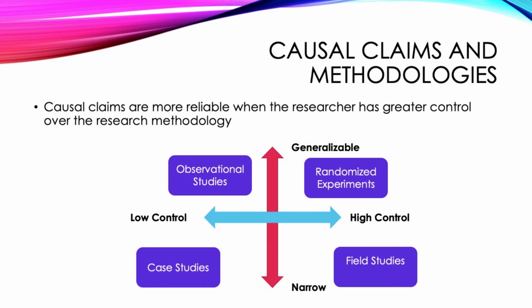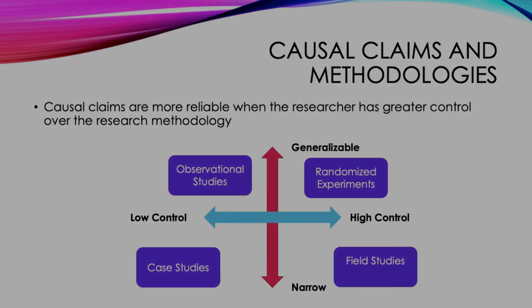And as researchers, in order to make causal claims, we need our methodological approach to be highly generalizable, and we also need to have a moderate to a high amount of control over the subjects that we are analyzing or the observations that we are analyzing. And when we meet those conditions of having a generalizable study and having high control over those observations, that is the best case scenario of making a causal claim. And I'll explain why this is in a moment with these following examples.